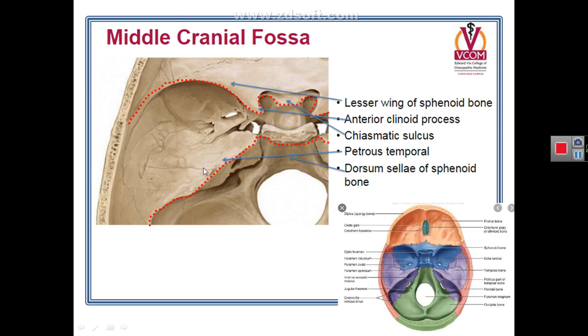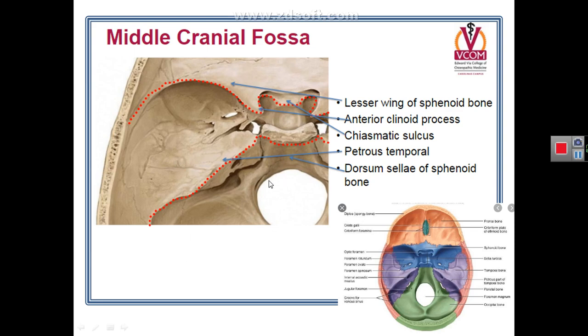lacerum, and behind this groove of the greater petrosal nerve is a groove for the lesser petrosal nerve that leads to the foramen ovale. More posterior to these two grooves, this region is prominent and is called the arcuate eminence. It is produced by the underlying anterior semicircular canal of the inner ear. The piece of petrous temporal anterior and lateral to the arcuate eminence is called tegmen tympani. This is all about the middle cranial fossa.